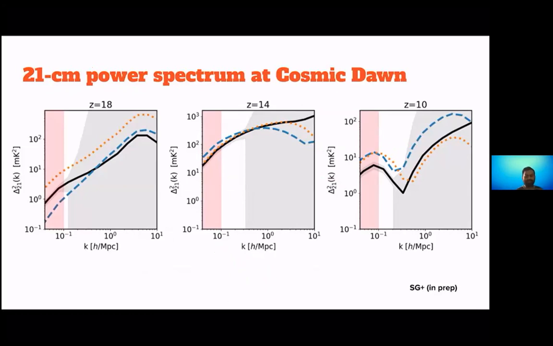Here, the shaded gray regions represent the error bar due to noise in upcoming SKA observations, and this noise corresponds to an observation time of 1,000 hours. Here, we can see that the power spectra are different for the different models, and we can distinguish between these models using these power spectra.